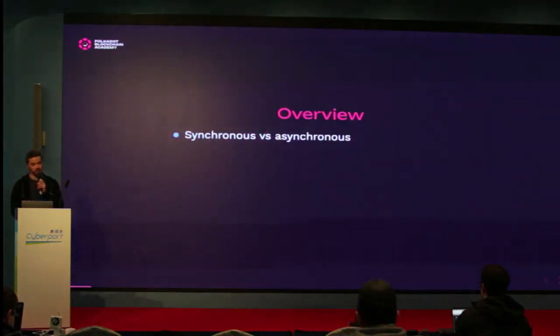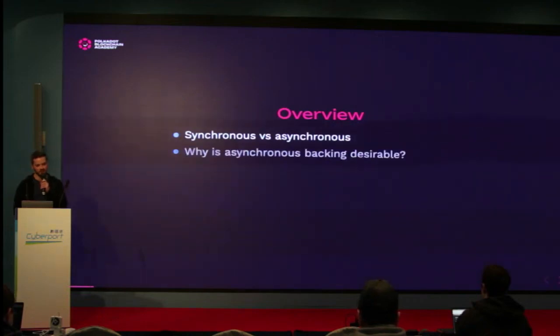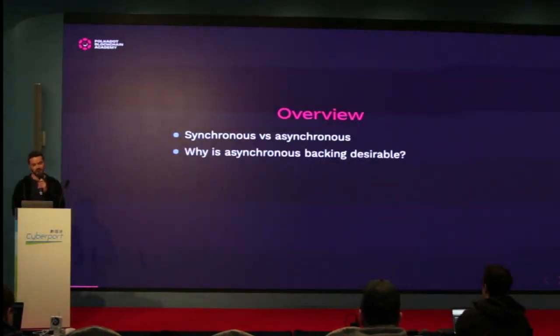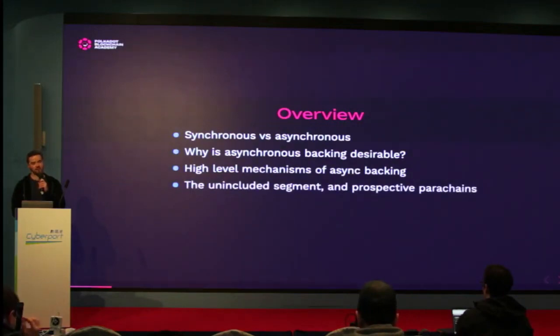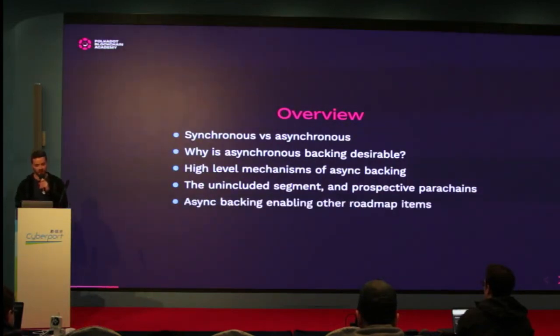So first, an overview. We're going to touch on what synchronous versus asynchronous means in this context, and why asynchronous backing is desirable. We're going to discuss high-level mechanisms of asynchronous backing. Then these storage structures, both in the parachain runtime and in the relay chain client, called the unincluded segment and prospective parachains. These are all important to how async backing functions. Finally, we're going to discuss how async backing enables some other Polkadot roadmap items.